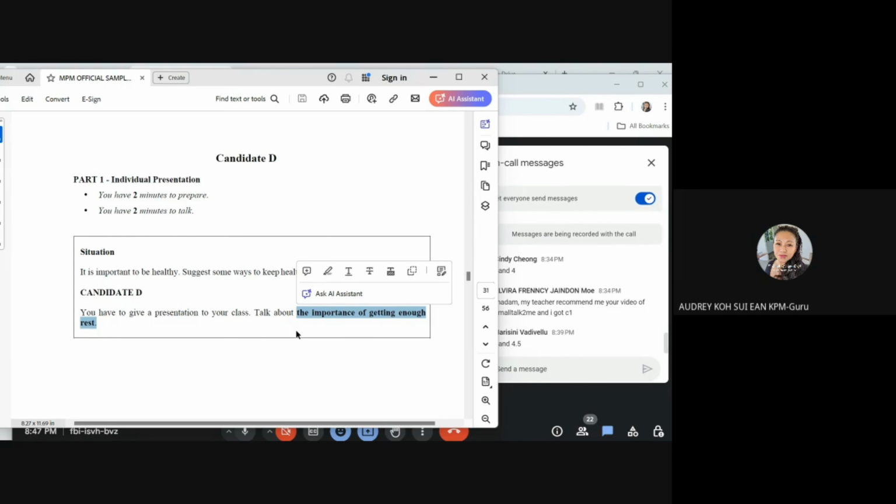And then it affects their job performance or their school performance, because once they cannot perform well in school, then their results will fall, isn't it? So that's why it is very important to get enough rest. Otherwise, you will not have a very healthy lifestyle.